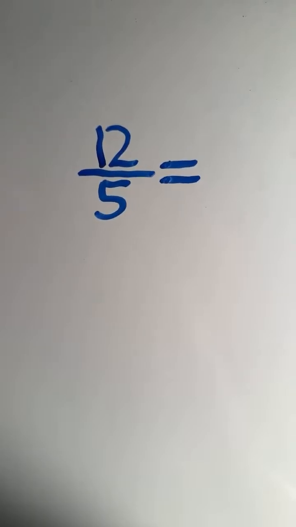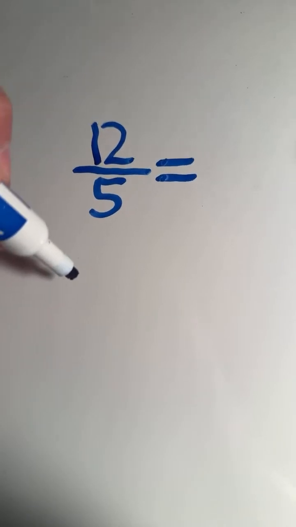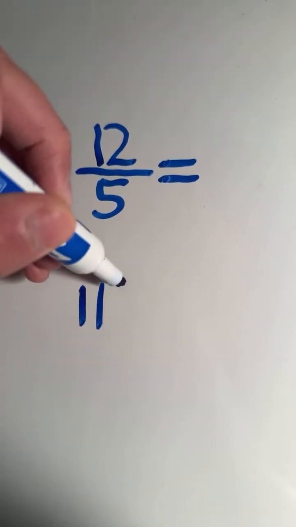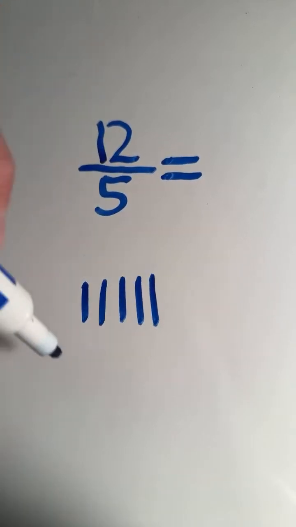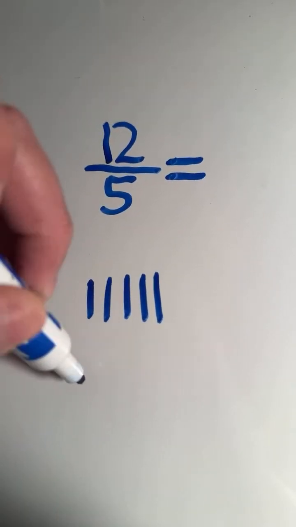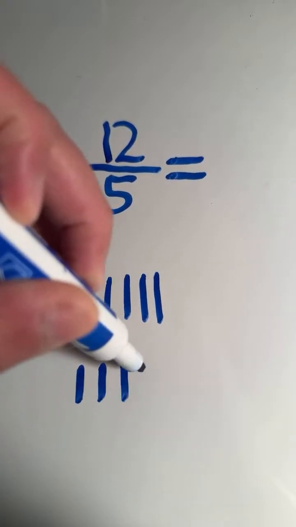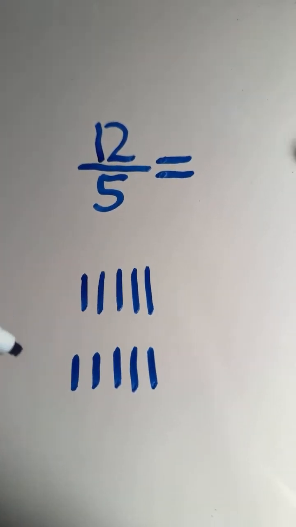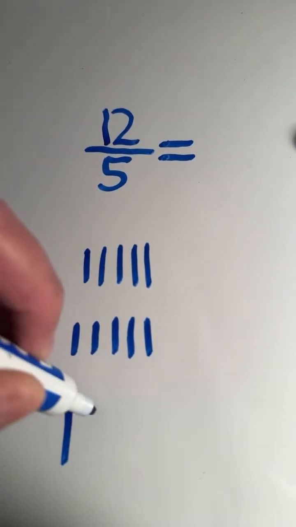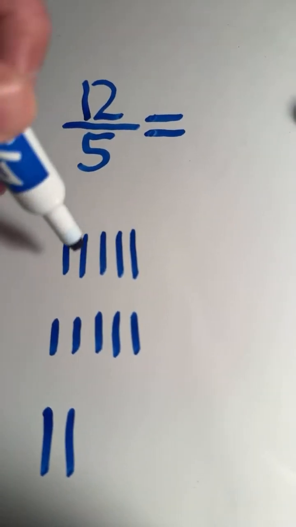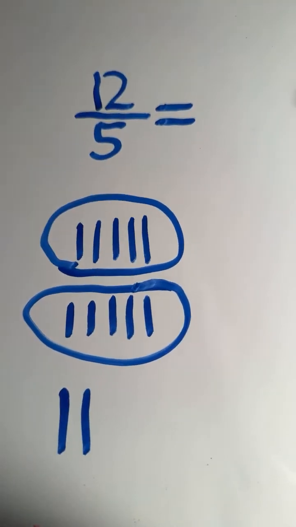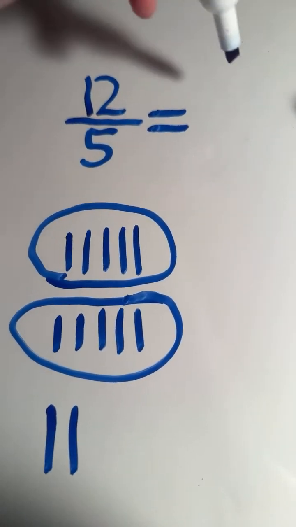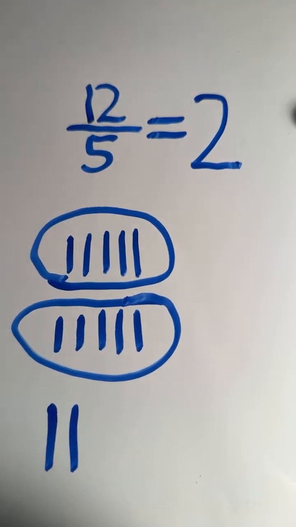So for this one, I use the tally strategy. I'm going to make 12 total tallies. I'm going to make them in groups of 5. 1, 2, 3, 4, 5, 6, 7, 8, 9, 10, 11, 12. Now I have 1, 2 full groups of 5. So 2 is my whole number.